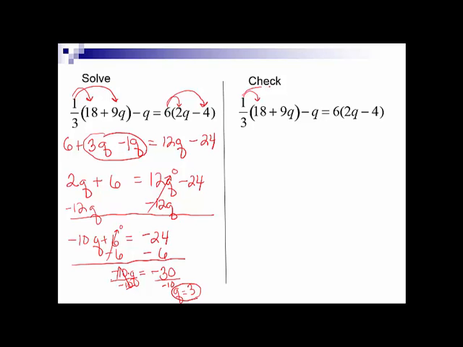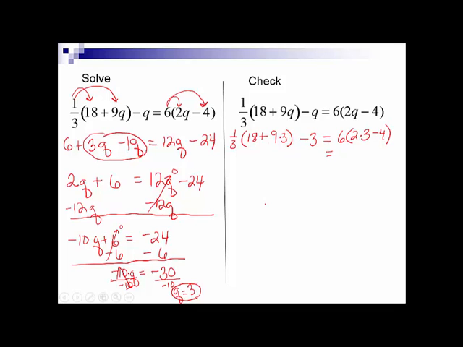Now I'm not going to distribute. Now I'm going to check. Now I need to check that 3 really works. When I substitute 3 in place of each q, I really come up with a true statement. So I'm just going to do 1/3 times, in parentheses, 18 plus 9 times, in place of q, I place a 3. Minus, in place of q, we'll put the solution of 3, equals 6 within parentheses 2 times, in place of q, I'll substitute a 3 minus 4.